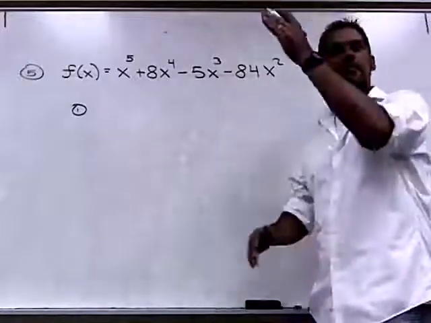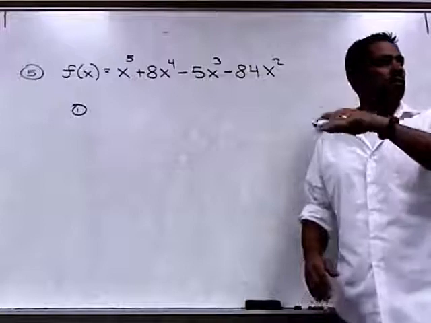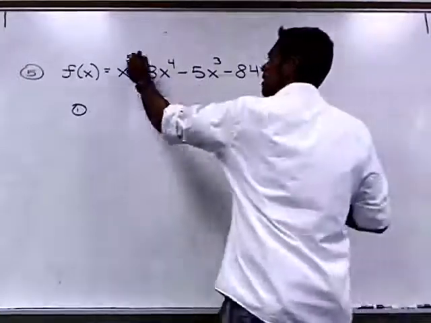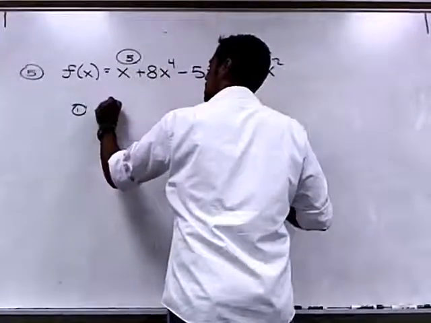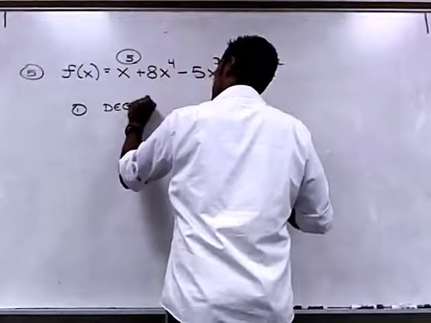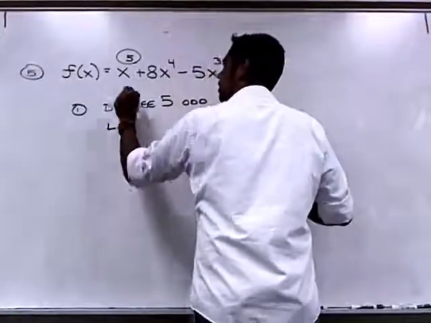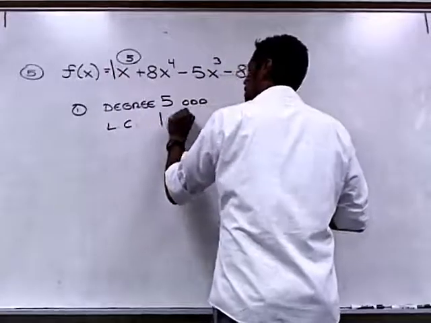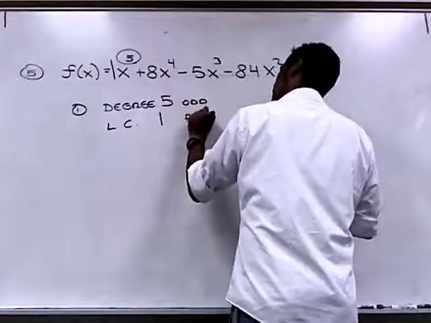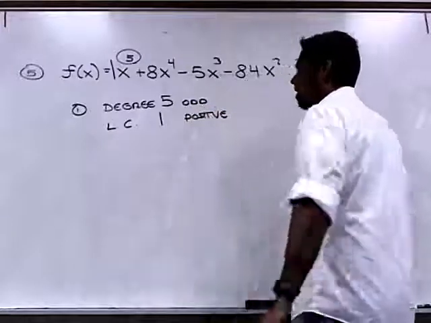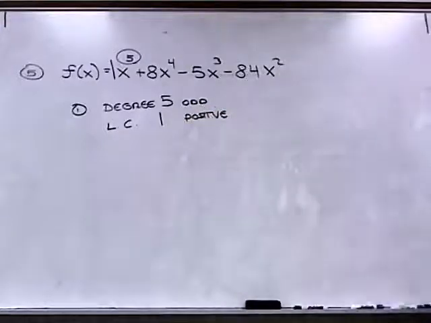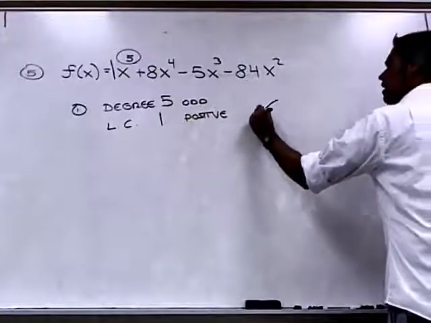So remember that table I gave you? Isn't it right up, right down? It's this one. The degree of this, right? The degree is 5, which is odd. The leading coefficient, the number in front of it is 1, which is positive. What happens if you have an odd degree and a positive leading coefficient? It goes down on the left and up on the right.